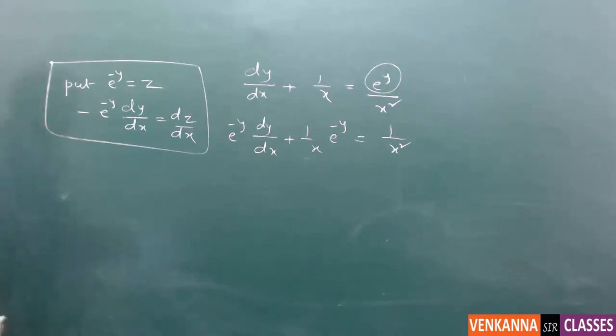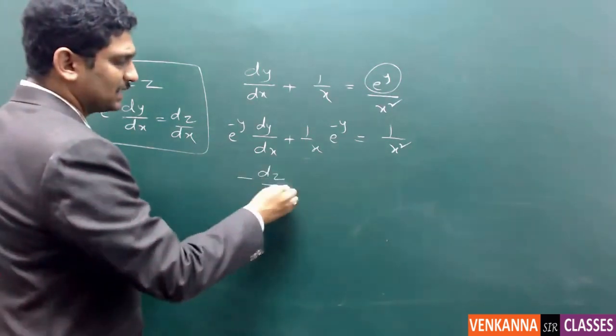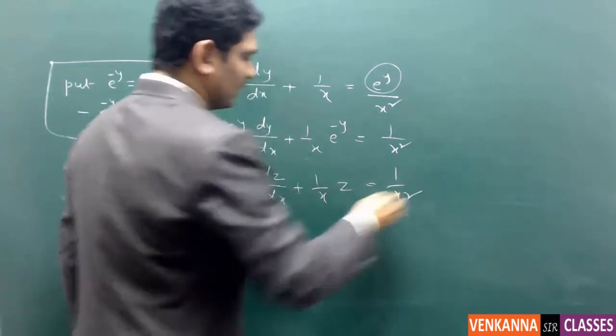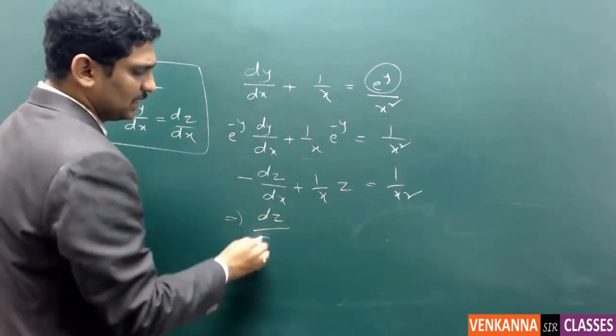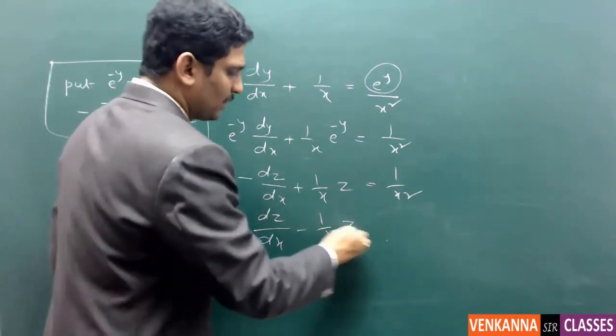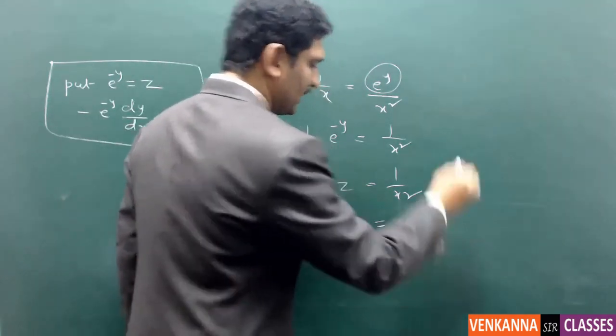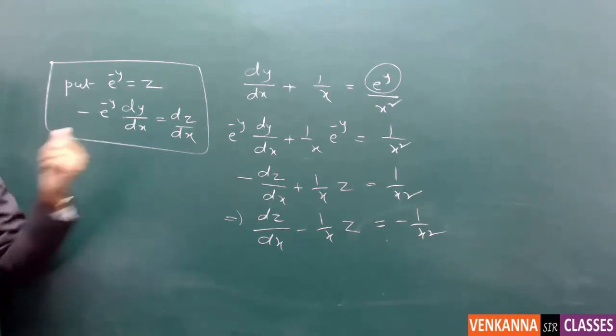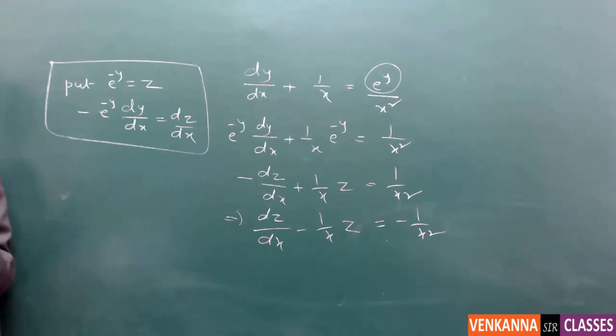Substituting the respective values here, minus dz by dx plus 1 by x into z is equal to 1 by x square, which gives us dz by dx minus 1 by x into z is equal to minus 1 by x square. Now, do you accept that it is linear model? All of you? Say yes. So what is the technique I deployed here to convert into the linear model?